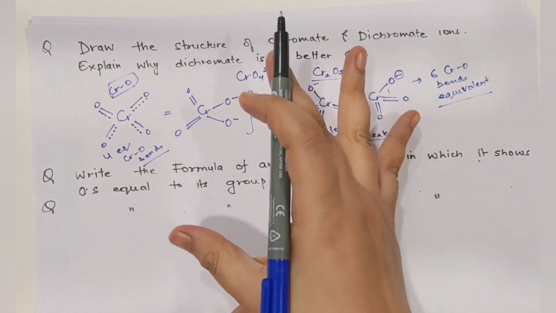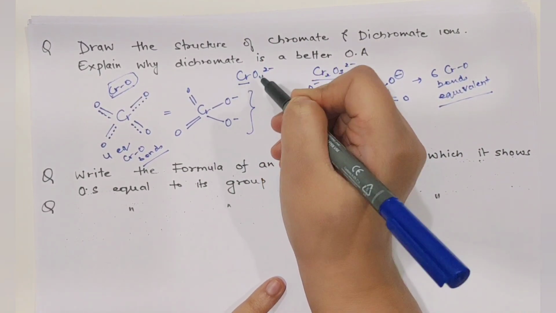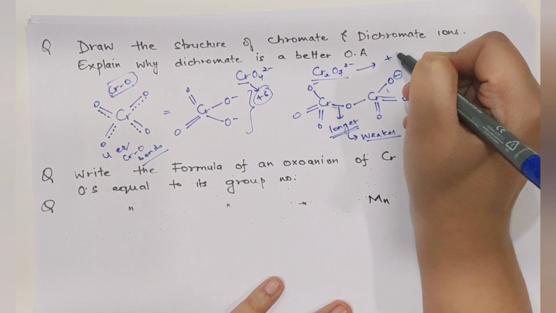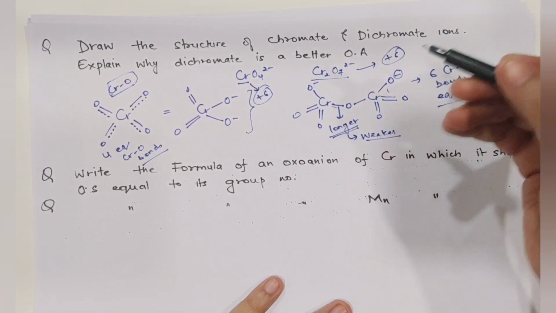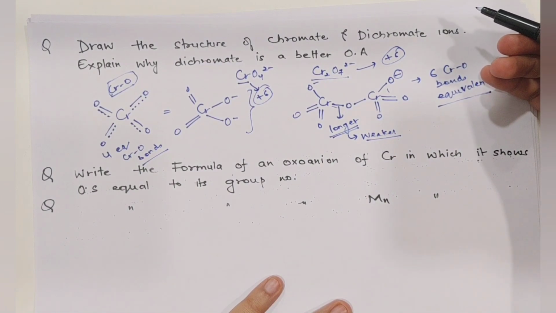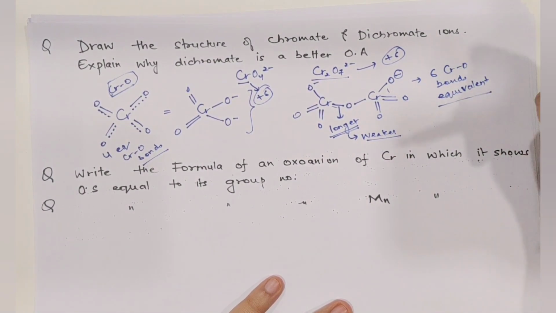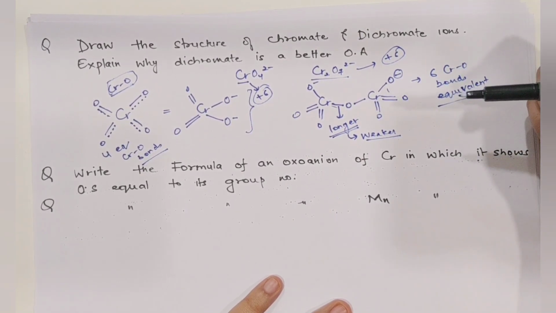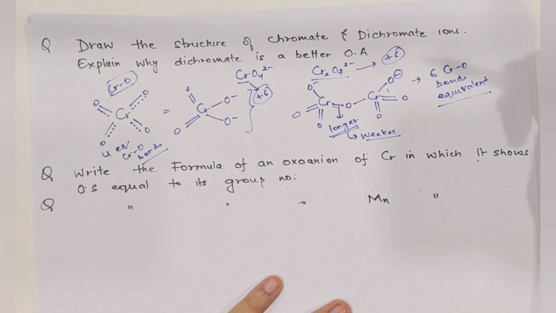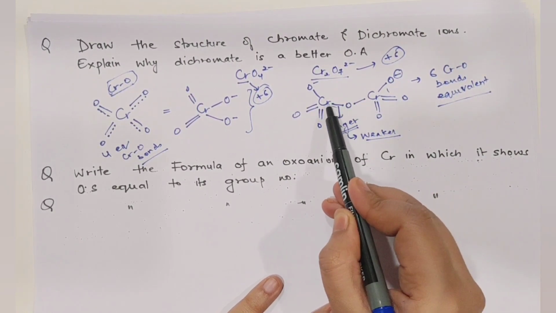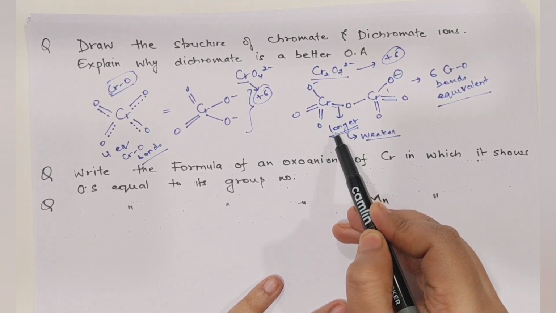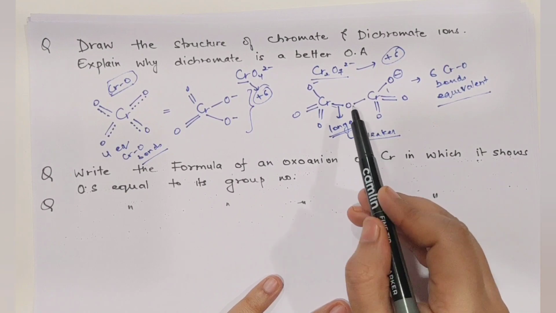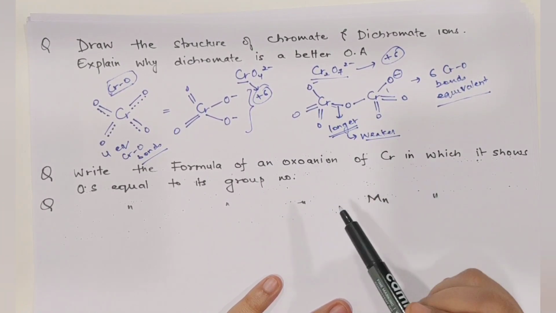Because if you look otherwise, the oxidation state of chromium here is +6. Here also it's +6. So that means both are likely to get reduced to +3, which is a stable oxidation state for chromium. And in doing so, they would oxidize others. So if you look at oxidation state, they're both equally likely to be a good oxidizing agent. But because of this CrO bond being much longer and therefore weaker, dichromate is a better oxidizing agent because it releases this oxygen quite easily.